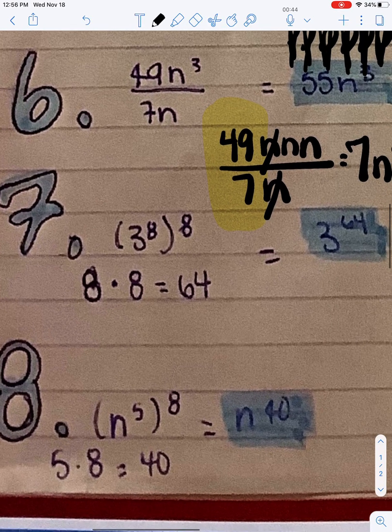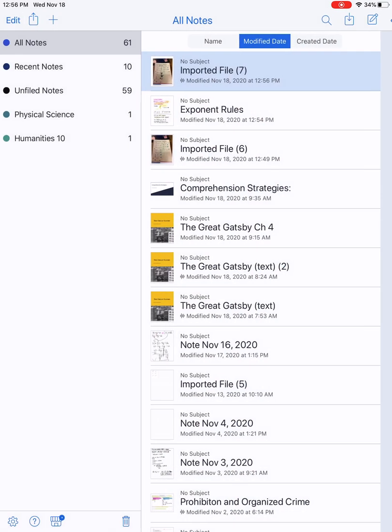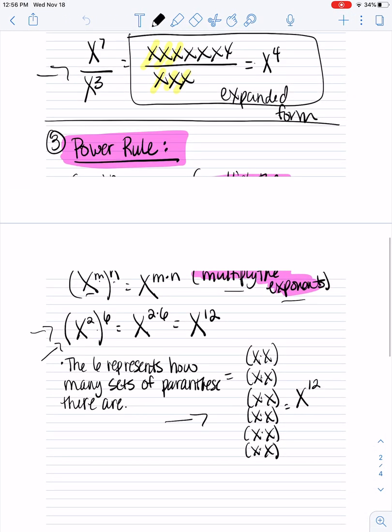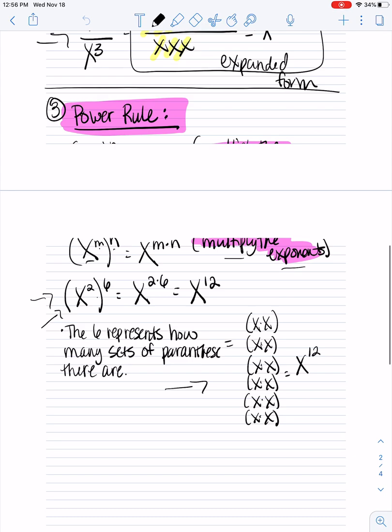For question 7, we need to look back at the exponent rule called the power rule. So when we have the power rule, we're multiplying the exponents. So we have x to the m, raised to the nth power. So we end up multiplying these two numbers together.